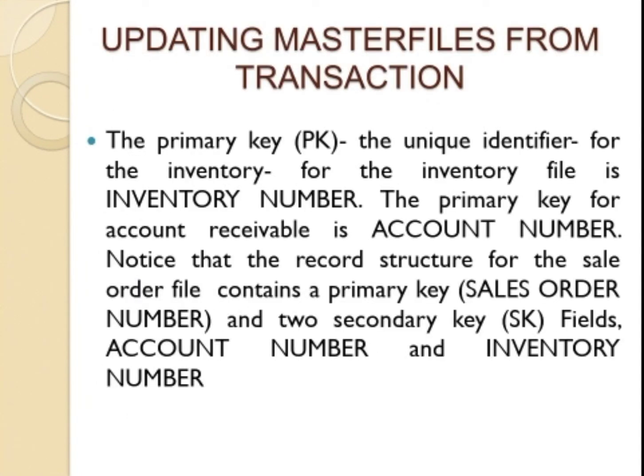Updating master files from transactions. The primary key, the unique identifier for the inventory file, is inventory number. The primary key for accounts receivable is account number. Notice that the record instruction for the sales order file can contain a primary key, sales order number, and two secondary key fields, account number and inventory number.